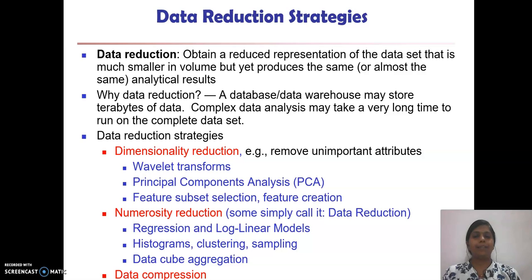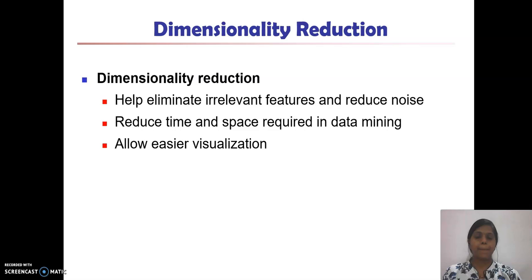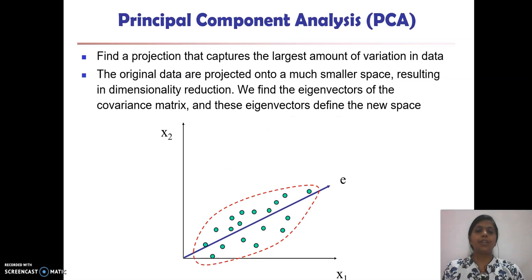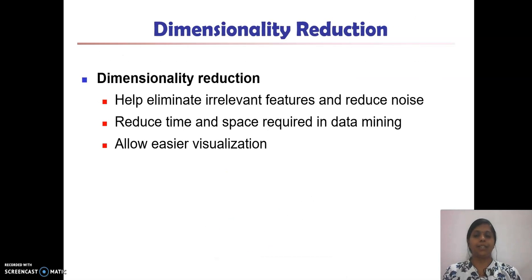Now you are all aware of this. A huge data population is not considered for the analysis; instead, a sample is taken for the analysis and that is inferred for the population, and this is numerosity reduction. Now let us talk about dimensionality reduction.